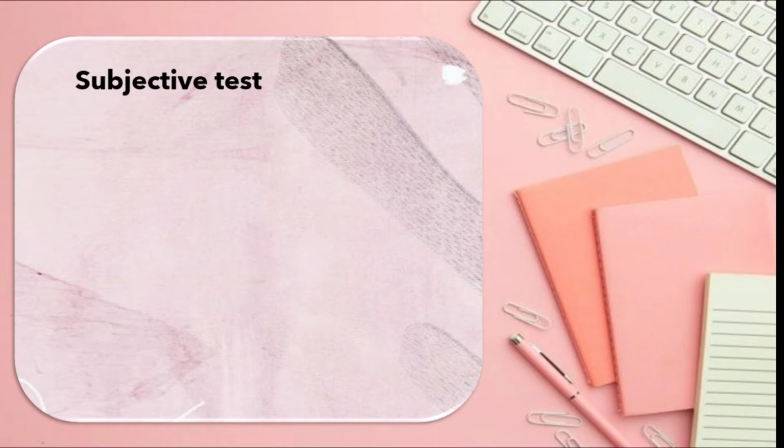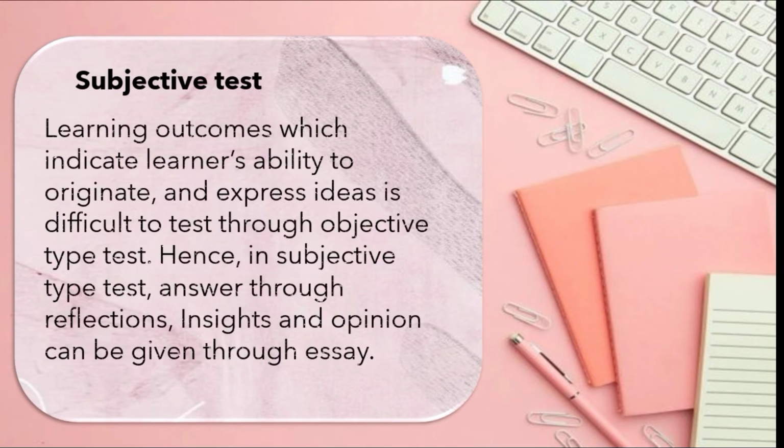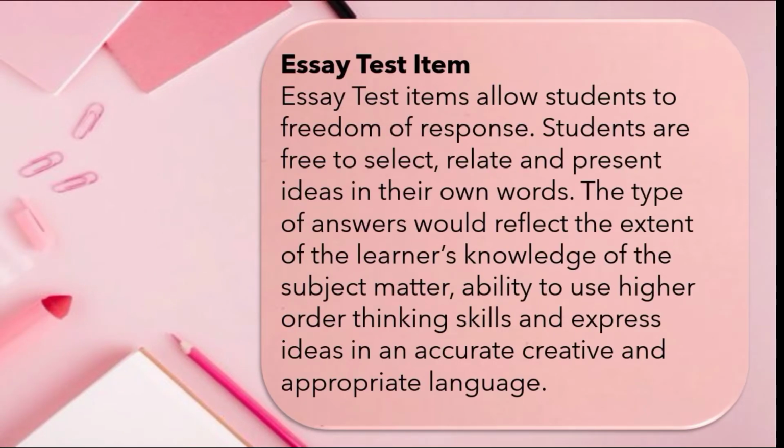we have the subjective test. Learning outcomes which indicate learners' ability to originate and express ideas are difficult to test through objective type tests. An example of a subjective test is the essay test item. The essay test items allow students freedom of responses.